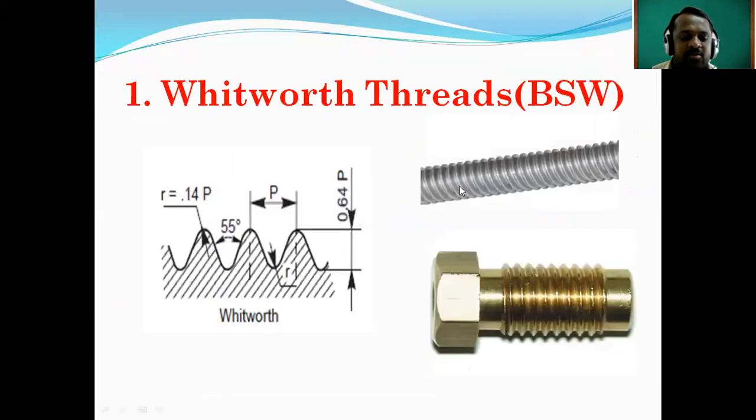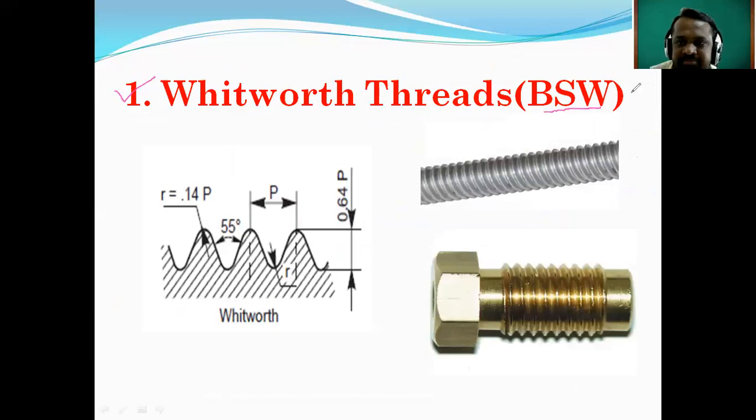Now these are the types of thread. We have different types of threads. The first type is the Whitworth thread, again called the BSW thread.